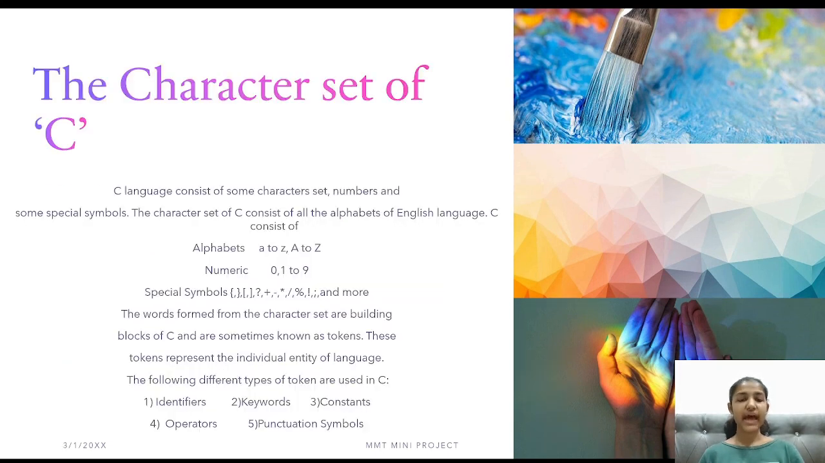The next one is the character set of C. C language consists of some character sets, numbers, and special symbols. The character set of C consists of all alphabets of English language. C consists of alphabets, numerics, special symbols, and much more. The words formed from the character set are building blocks of C and sometimes are known as tokens. These tokens represent the individual entity of language. The following different types of tokens used in C are identifiers, keywords, constants, operators, and punctuation symbols.